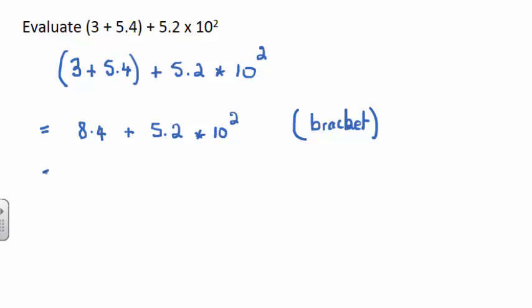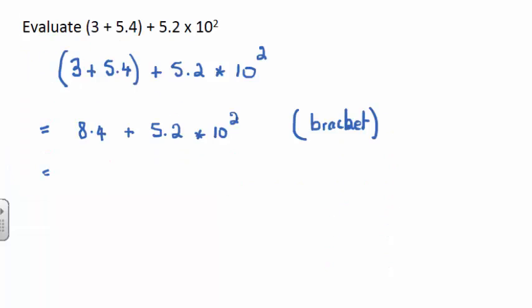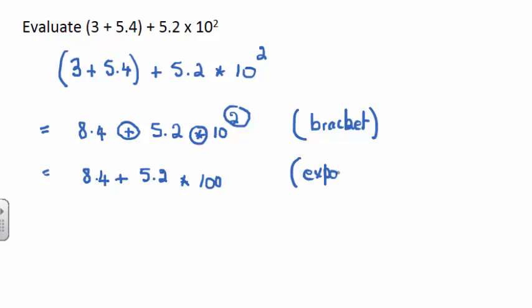Next, if I go back to the order after bracket, there is exponent. So the exponent is stronger than the multiplication and then the addition. So I have to go with the exponent. So 8.4 plus 5.2 times, I leave the multiplication and the addition as they are. Now 10 exponent 2, don't forget, it's not 20. Some students say 10 times 2. No, it's not 20, it means 10 times 10, which is 100. Be careful. So I write exponent.